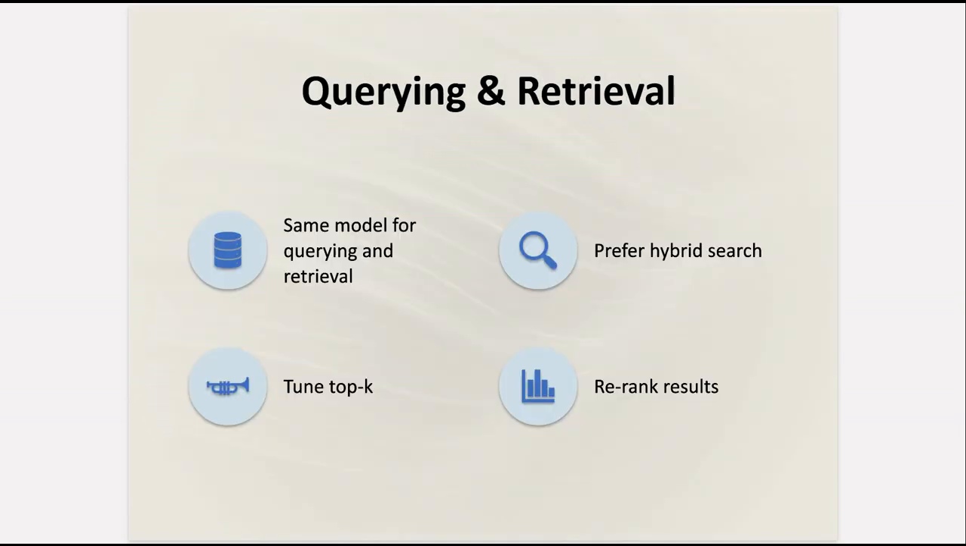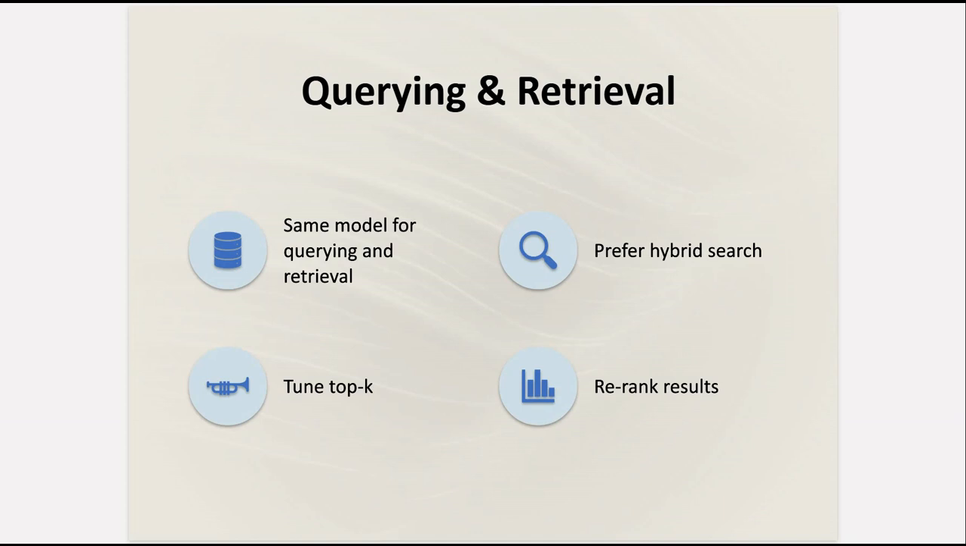Coming on to the third one, which is about querying and retrieval. The first one here is to use the same model for querying as well as retrieval. Let's say you have decided to go with one model, and with that model you are vectorizing your data. Whenever the user gives you a query, make sure that you are using the same model to vectorize that query. In that case, you will get exactly the result you are expecting. But if you are using a different model, it is very difficult to decide what went wrong.